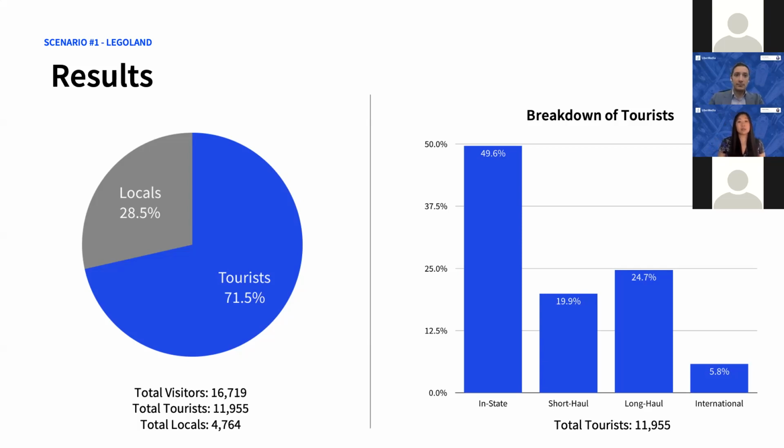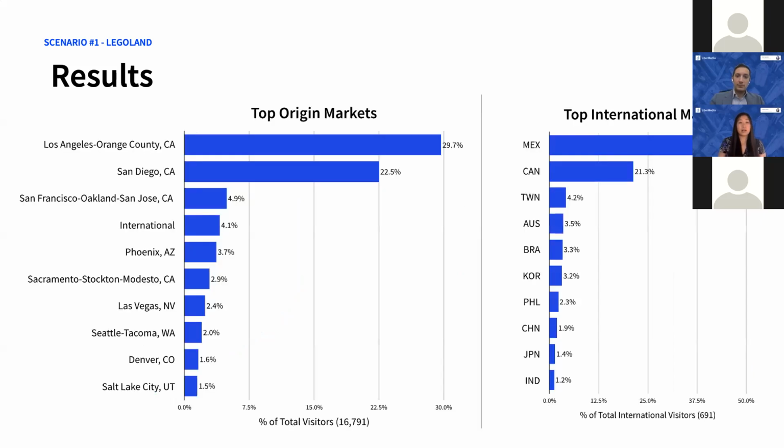And then we saw a breakdown of long haul being the second piece of that pie at almost a quarter, and short haul at 20 and 6% with international. We can further break this down because you saw the geographic contextualization that we did. Well, that also allows you to break it down by origin markets.